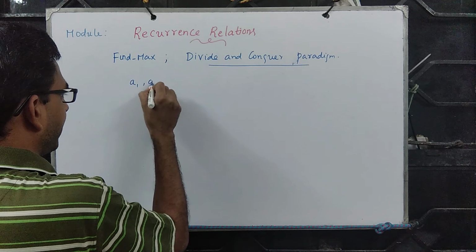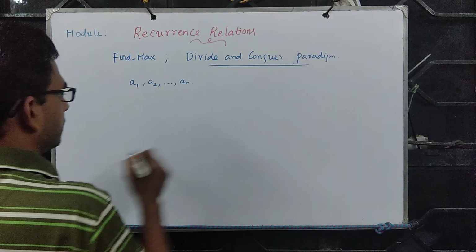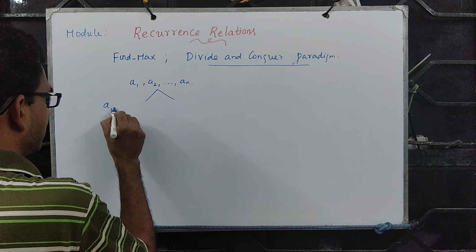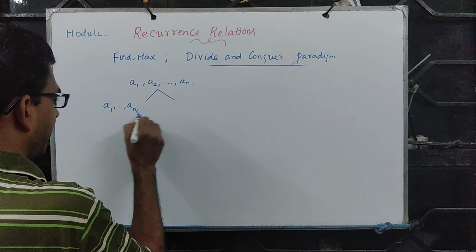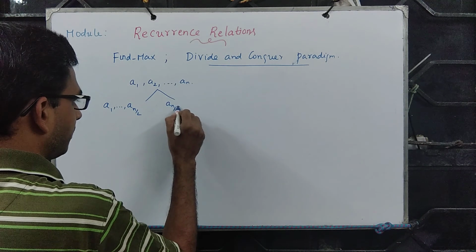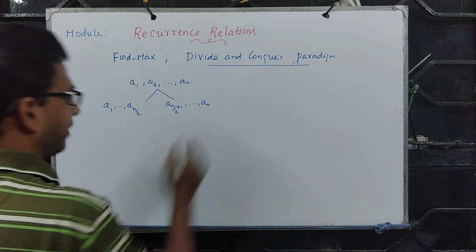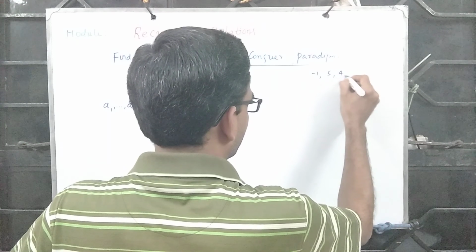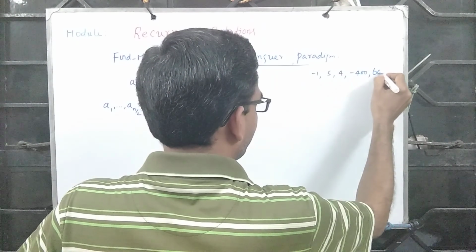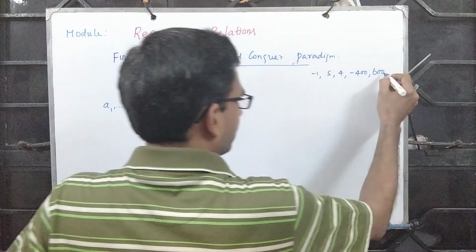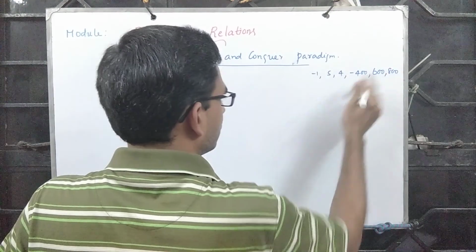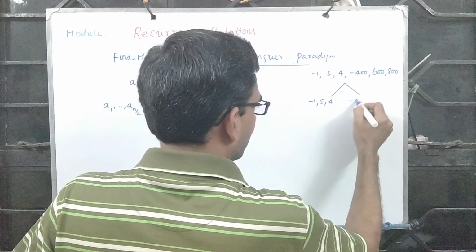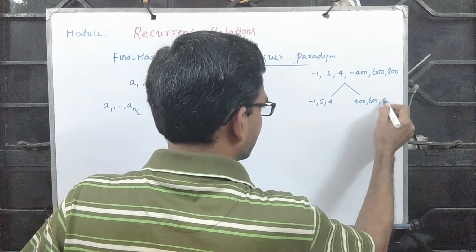Say you have n elements. So what I do is divide them into two equal sized subarrays: say a1 to a n by 2, then a n by 2 plus 1, and so on up to an. So suppose you want to find max for this array. What I do is divide this into two equal halves: say minus 1, 5, 4, then minus 400, 600 and 800.